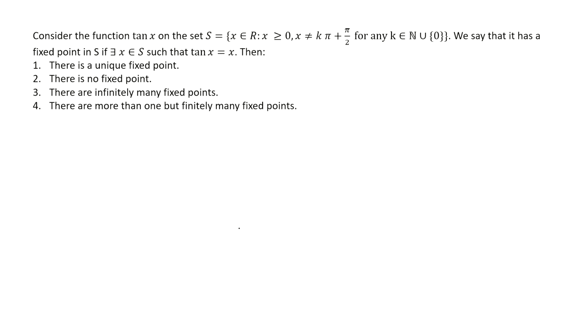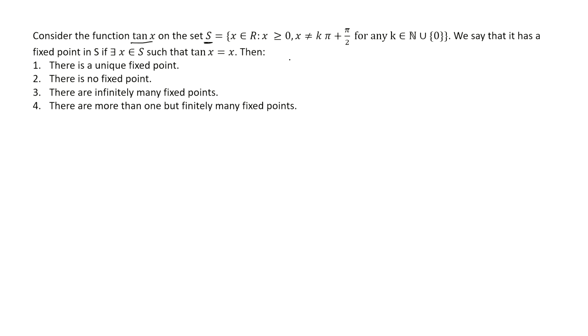Consider the function tan x on the set S equals the set of all x belonging to R such that x is greater than or equal to 0, x is not equal to k pi plus pi by 2 for any k belonging to N union {0}. So we have been given the function tan x and a set S on which tan x is defined. Then the question says, we say that it has a fixed point in S if there exists x belonging to S such that tan x equals x. So this is basically the definition of fixed point for the function tan x on the set S.